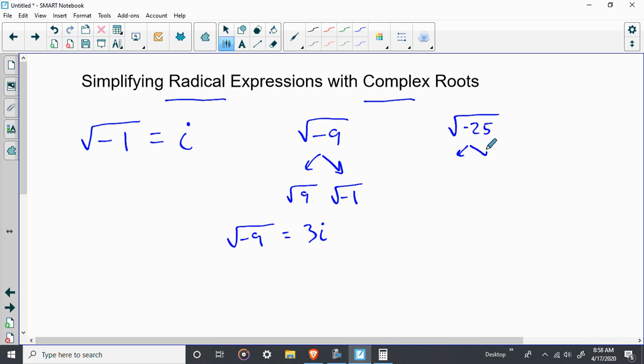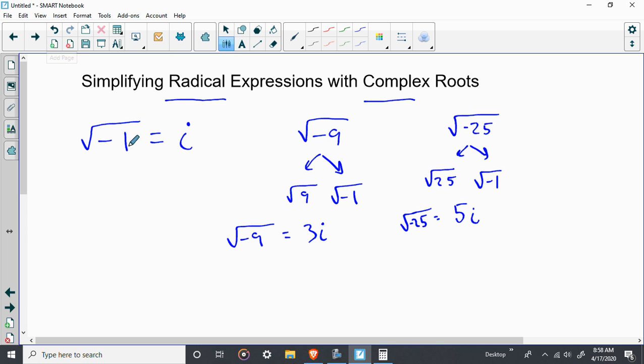If I said, what is the square root of -25? Again, let's split this down. Square root of 25 times the square root of -1. Square root of 25 is 5. Square root of -1 is I. So if I say, what's the square root of -25? It is 5I. Okay? So again, by defining the square root of -1 as equal to I, we make these things possible.